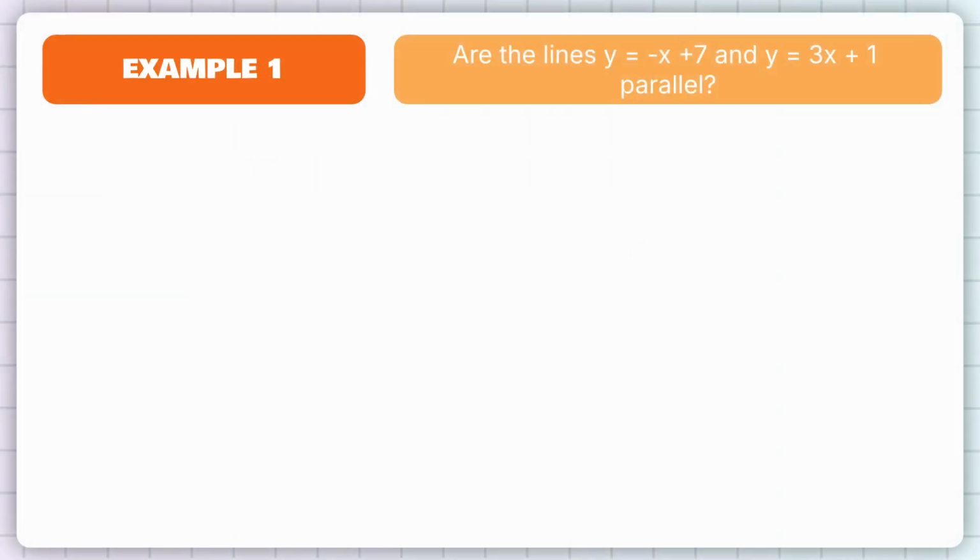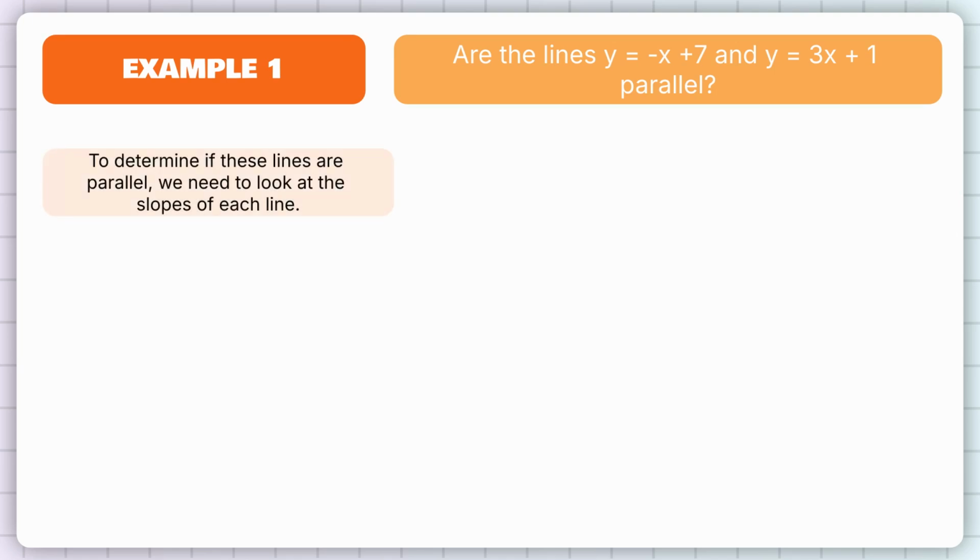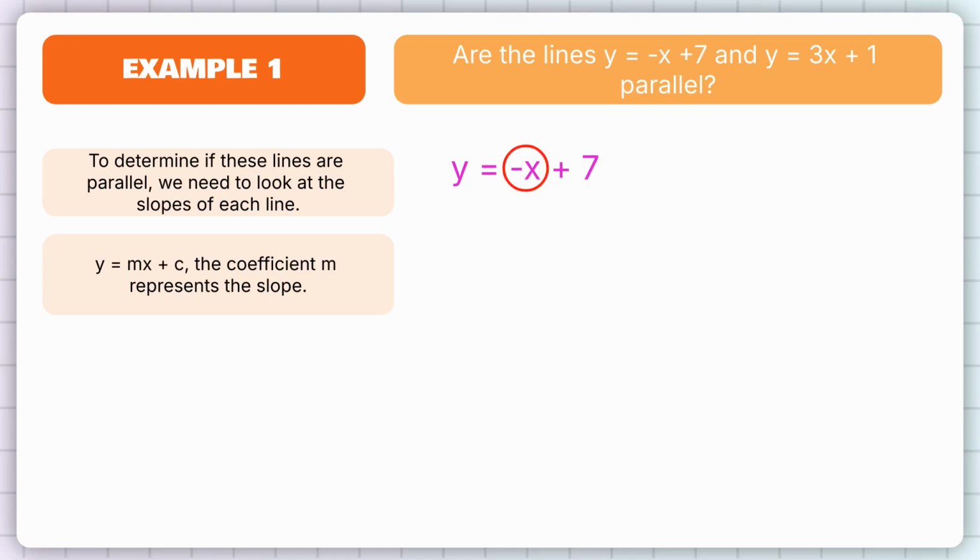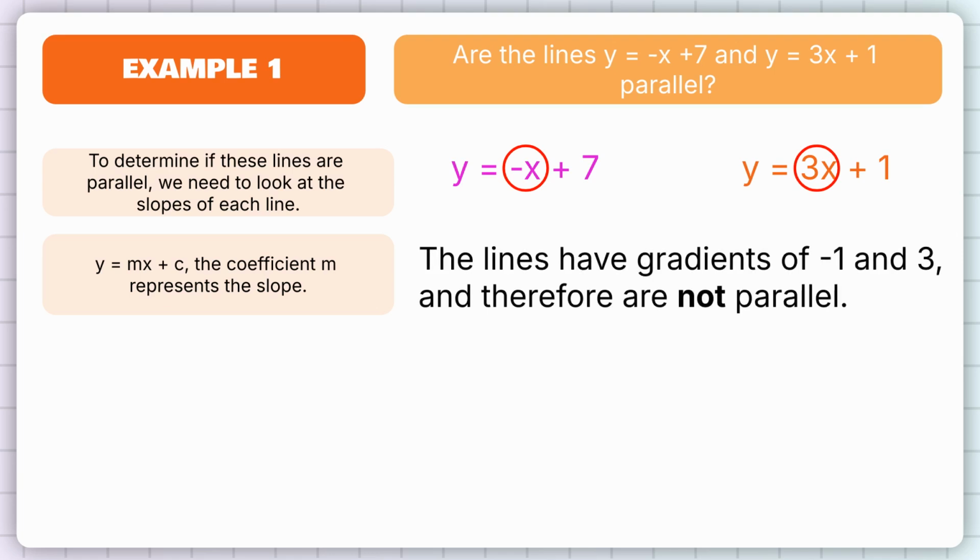Are the lines y equals minus x plus 7 and y equals 3x plus 1 parallel? To determine if these lines are parallel, we need to look at the slopes of each line. Recall that in the equation of a line in the form y equals mx plus c, the coefficient m represents the slope. For the first equation, the slope m is minus 1. For the second equation, the slope m is 3. These lines have different slopes, minus 1 and 3, so they are not parallel. Lines with different slopes will eventually intersect.